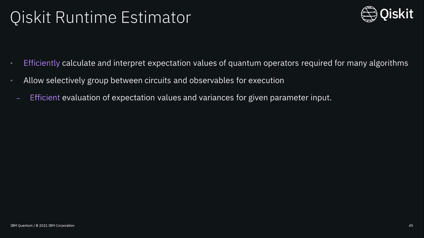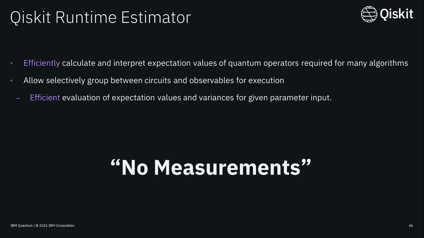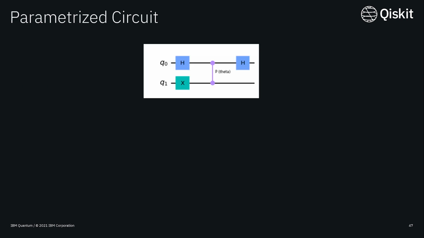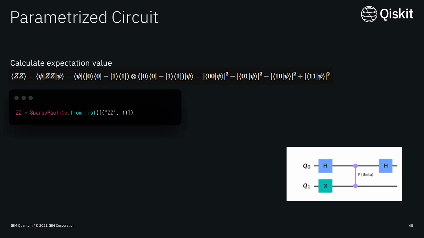This is a program interface that takes circuits and observables. This allows users to selectively group circuits and observables for execution to efficiently evaluate expectation values and variances for a given parameter input. As one of the important points for the estimator, there should be no measurement in the circuit. We will run the P-gate parameterized circuit again, but in the estimator this time.